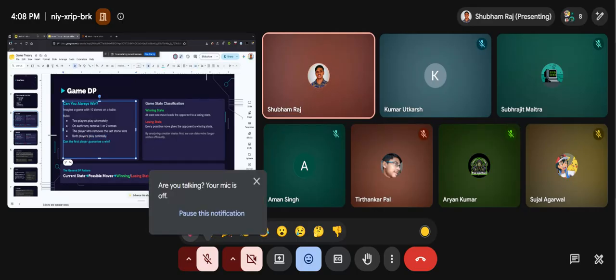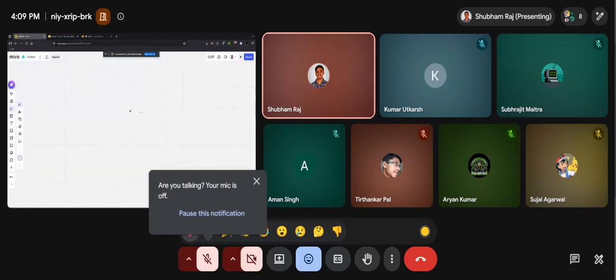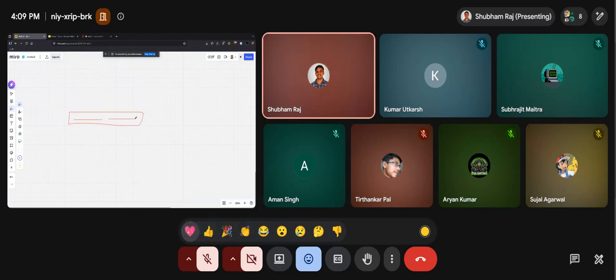So suppose this is a game like this. There are 10 stones placed on the table, and two players are playing this game, Alice and Bob, A and B. In one move, Alice can pick one or two stones. So she can either pick one stone, or she can pick two stones at a time.